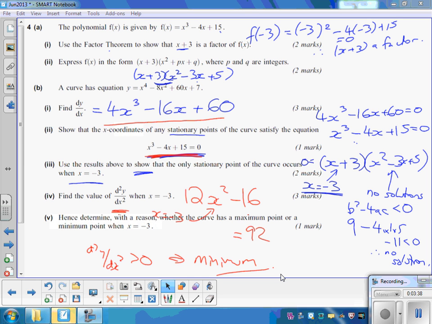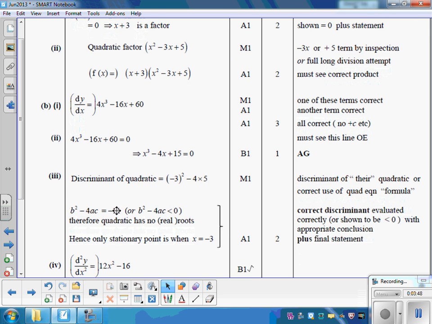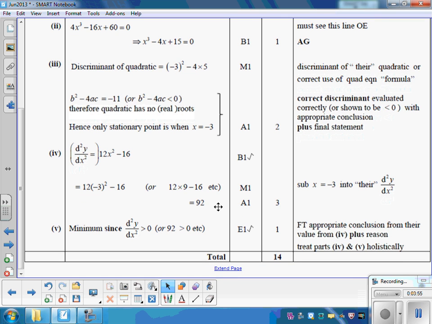And again, most people successful with that bit there. Long question, nice that it's all linking in. Mark scheme here, as we've done it. And there's a little bit here. Most people forgot to do this discriminant of the quadratic here. But the rest of it was fine.